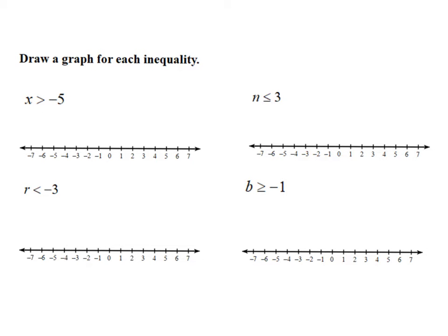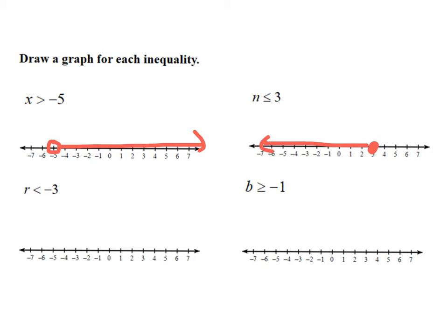For the first example we have here, it says that x is greater than -5. So we're going to go to our -5, and since it doesn't have the line below, we're going to draw an open circle. Then, because our variable is written first, we can just draw our arrow in the direction of the inequality symbol. In our next example, we have n is less than or equal to 3. So we're going to go to our +3, and draw a closed circle because we have that line underneath. Then we're going to draw our arrow to the left because of the inequality symbol.